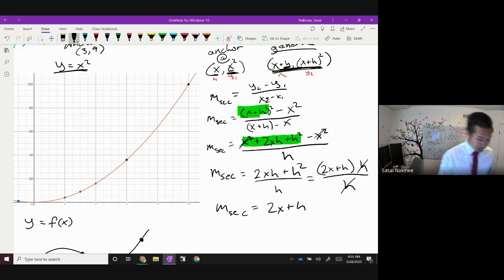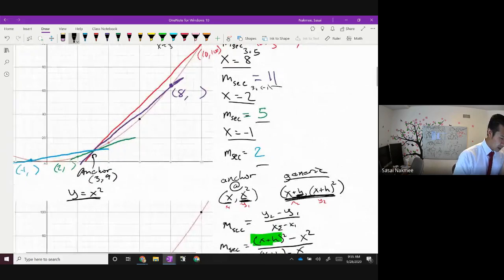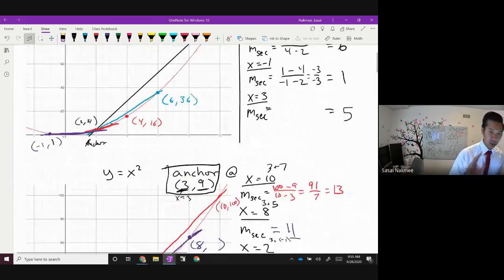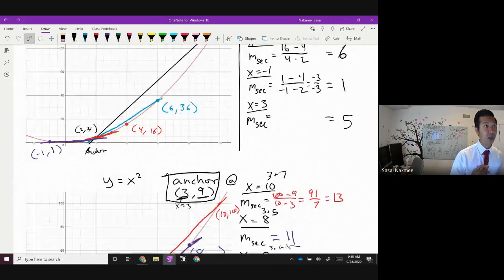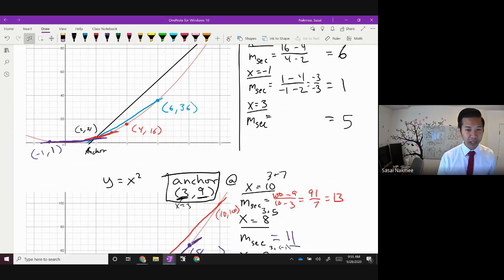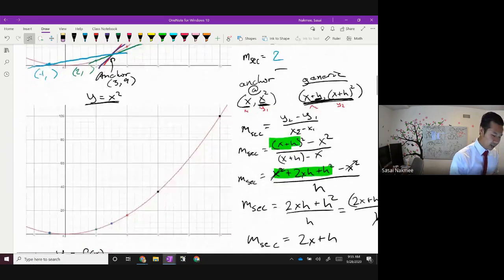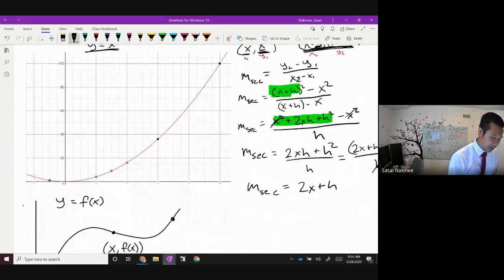So what does this equation represent, by the way? Check this out. What we've just essentially done is written down an equation that will calculate the slope if I know where my anchor point is and I know how far away the second point is. The x right here, if you think about it, represents your anchor.